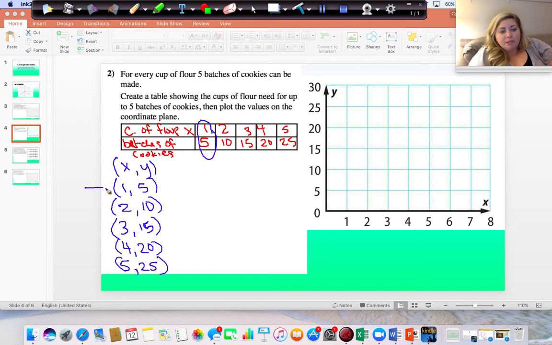Okay, remember this means that we're going to go over to 1 and up to 5 and put a dot. Over to 2, up to 10 and put a dot. Over to 3, up to 15. Over to 4, up to 20. And over to 5 and up to 25.